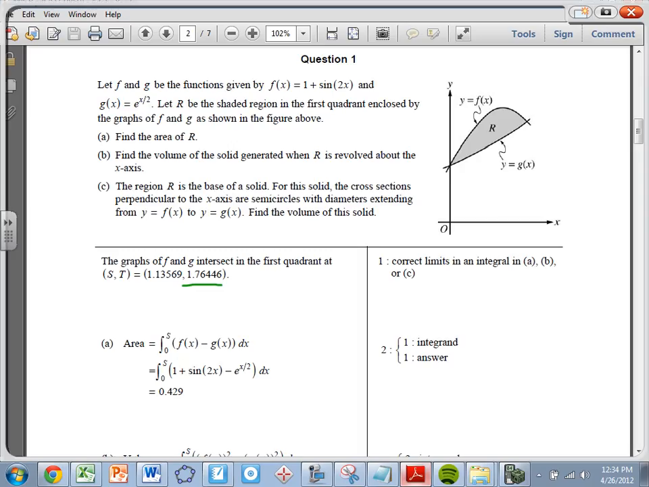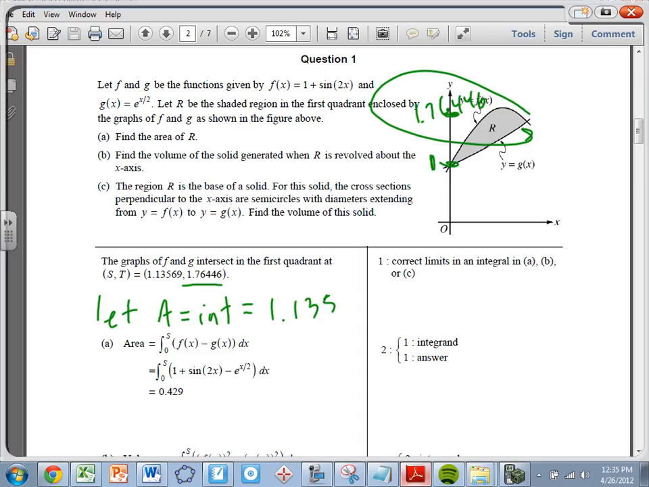If I was revolving this graph like this, I'm doing dy. So I need to know what those values are when I integrate. I would go from 1 to 1.76446. But I don't need that for part 1. So what I would write is this. Let A equal, I'd write the word intersection probably, but let A equal the intersection, which equals 1.13569.